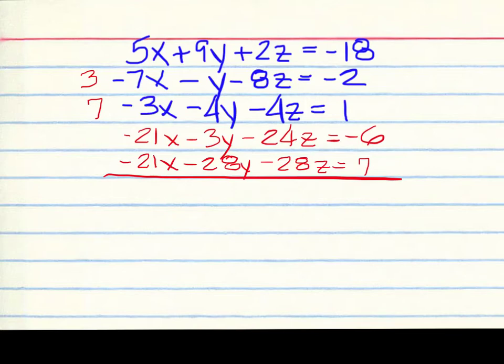Since you have the same signs, you'll have to subtract. And when you do that, you'll have negative 3 minus a negative 2. That's a negative y. And then negative 24 minus a negative 28 is plus 4z. And negative 6 minus 7 is a negative 13. So that one you have to write down and save it.